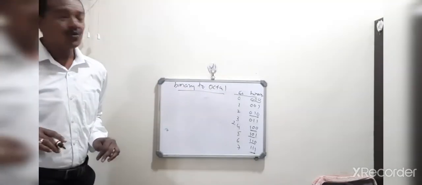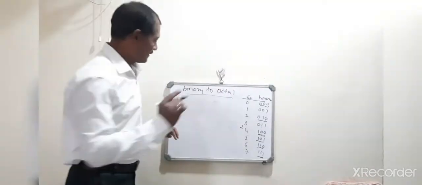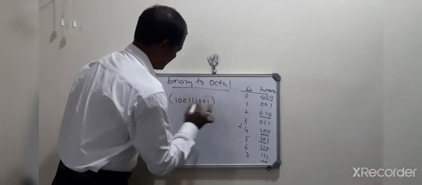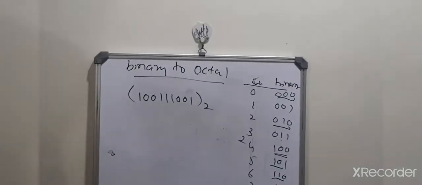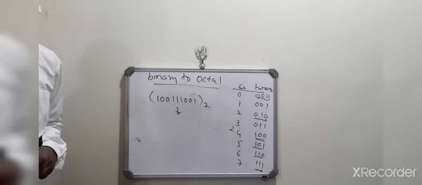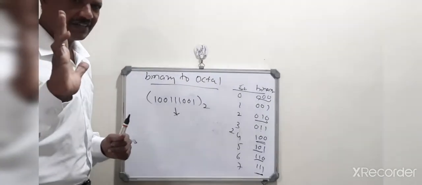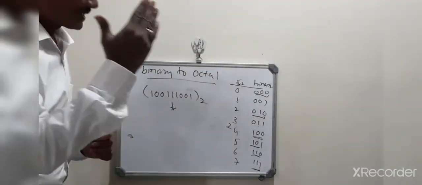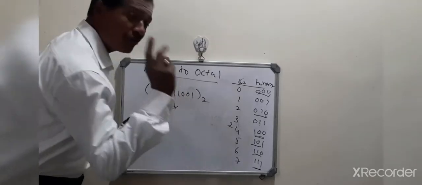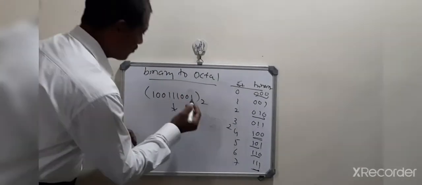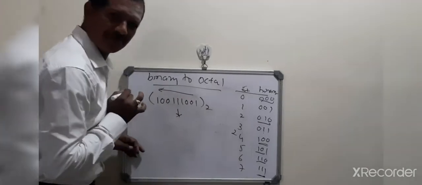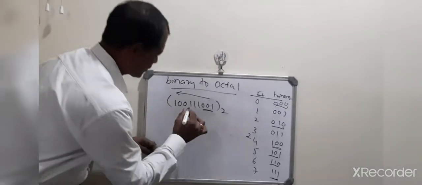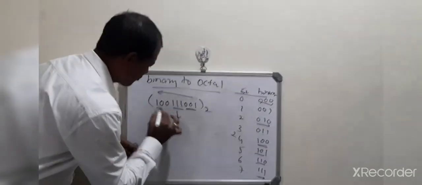What is the procedure for converting binary to octal? I am going to take an example: 100111001. What type of number is this? A binary number. Convert this number into an octal number. For that, the procedure is as follows. Take the digits from right to left and make groups of 3 bits. This is a group of 3 bits, the next is a group of 3 bits, and the next one is also a group of 3 bits.